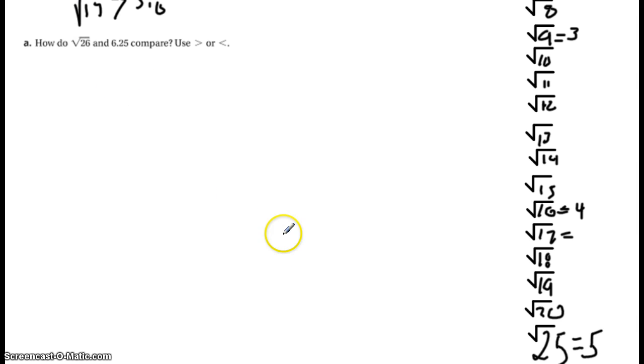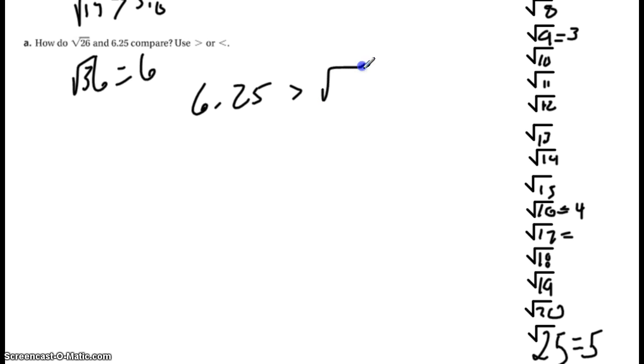And hopefully you figured out that radical 26 is close to 5, and radical 36 is equal to 6. So this radical 26 is nowhere near radical 36, so it's probably closer to this value 5 than it is to 6. That doesn't even matter because 6.25 is greater than 6. So it's a real simple inequality. 6.25 is greater than radical 26. I strongly suggest that you create some type of radical stack right here to help you with some of the homework problems.